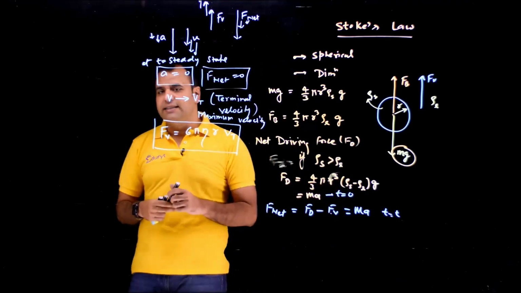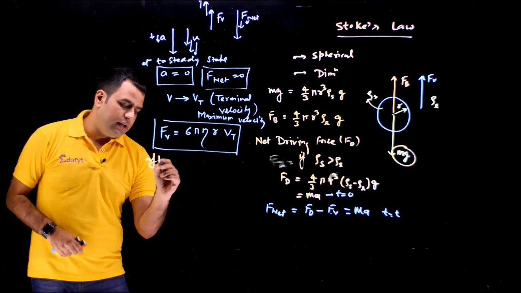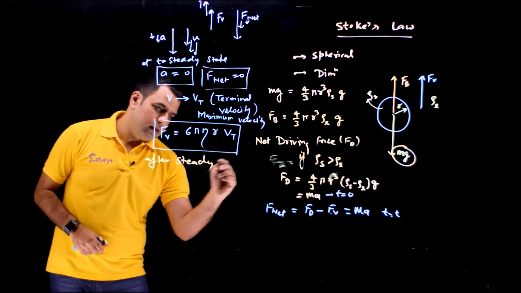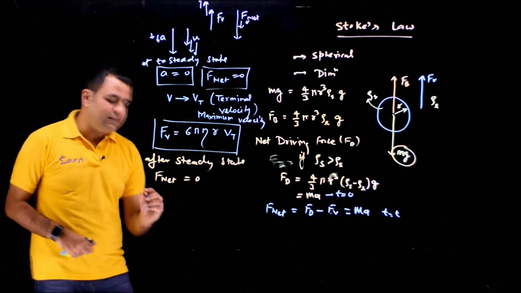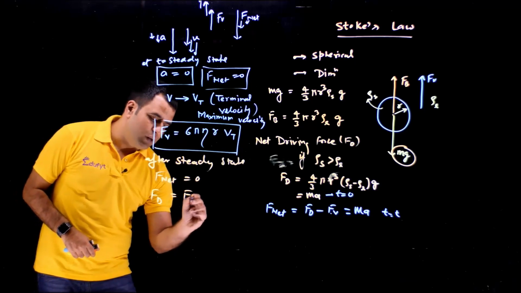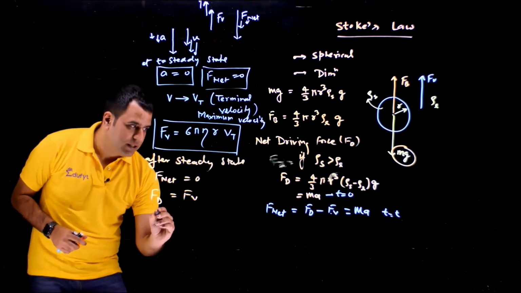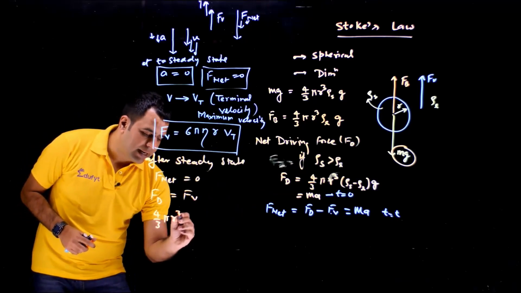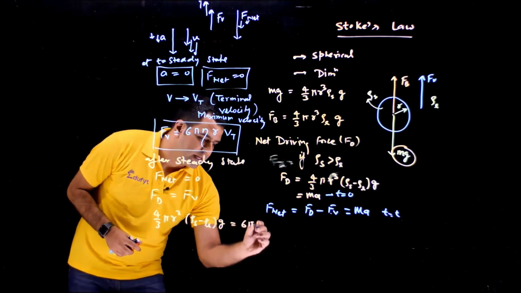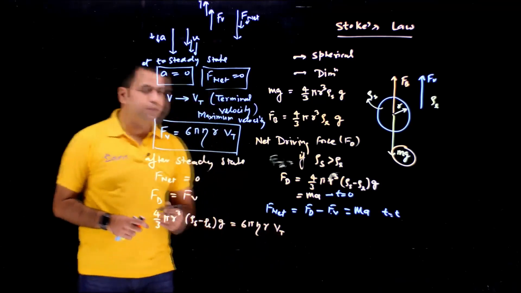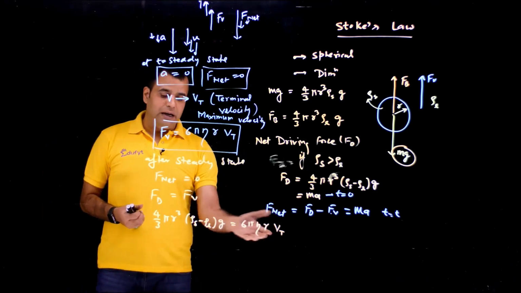And after achieving the steady state, if we want to calculate the terminal velocity, we can calculate that. After a steady state, we have a relationship, and that relationship is F net is 0, or we can say F driving is equal to Fv. And we know the driving force, which is constant. So 4 by 3 pi r cube (rho s minus rho l) g is equal to 6 pi eta r Vt. See? So after achieving the steady state, viscous force achieved this value, and this was the value of driving force.